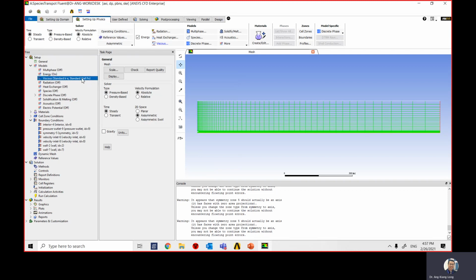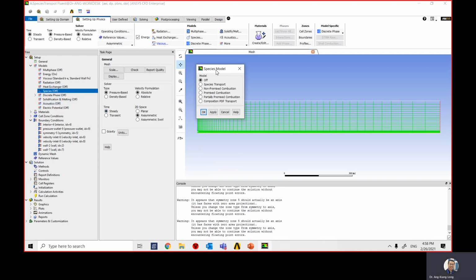Then after that, because we are going to analyze the species of chemical products in our combustion, we need to activate the species here. So go to species and then right click, edit. The species model will come out. We're going to use species transport, because we're going to see the transportation of our chemical products from left to right. So activate species transport.